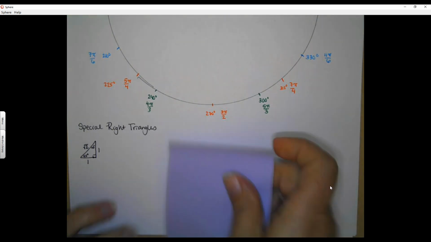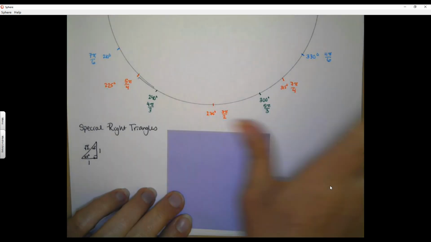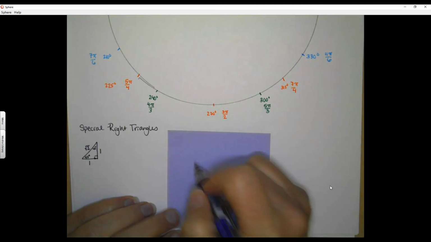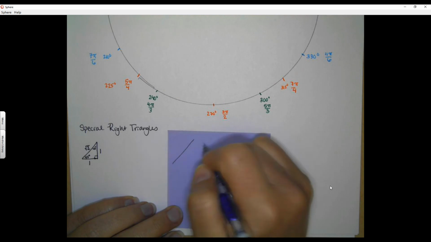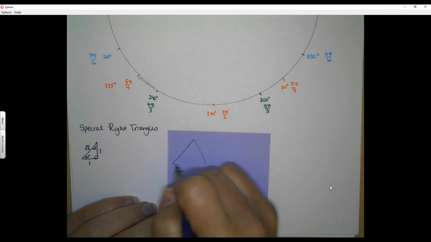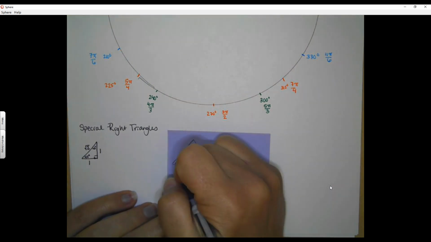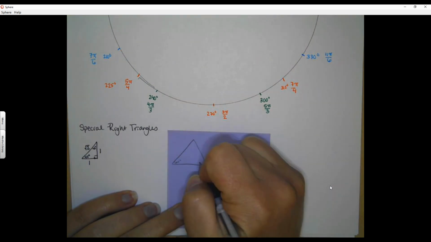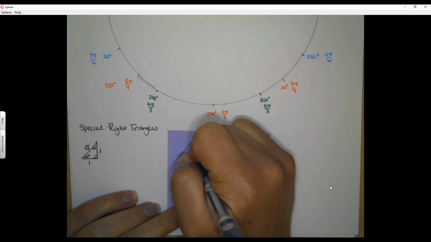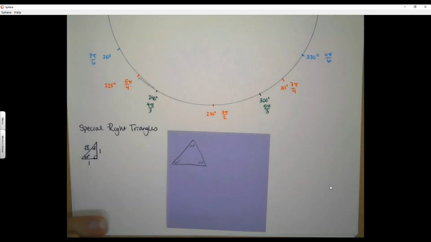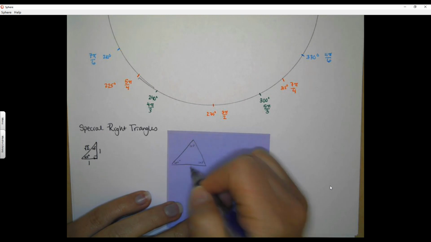Now, if we were to take an equilateral triangle and just pretend that that actually looks equilateral, okay? In an equilateral triangle, right, each of our angles are the same and our sides are the same. So each of those would be 60 degrees. Well, say I cut that triangle in half.